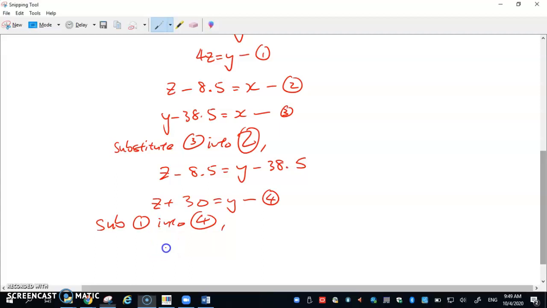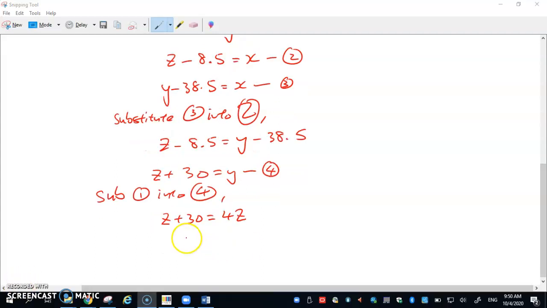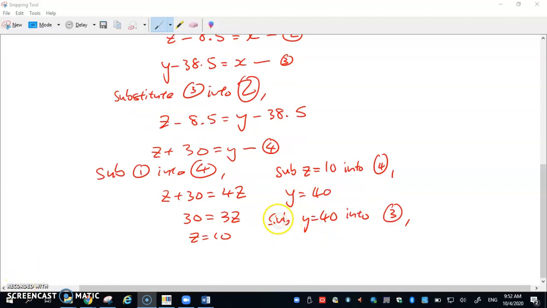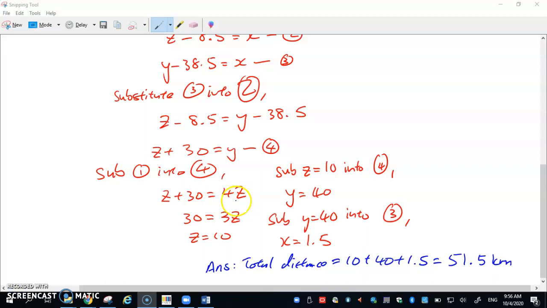And then we will sub 1 into 4. Okay, and we have z plus 30 equals 4z. This will give us 30 equals 3z, and z equals 10. Okay, so right now you sub z equals 10 into 4, you get y equals 40, and you sub y equals 40 into 3, we have x equals 1.5. And now you add all the distances together and you get 51.5.